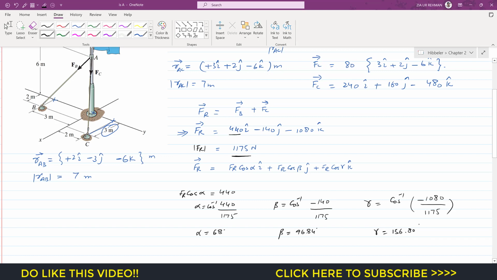So in the problem statement we were asked to find the magnitude of the resultant. So the magnitude of the resultant is 1175 newtons, or we can say that it is 1.18 kilonewtons, and it is making 68 degrees with the positive x-axis, 96.84 with the positive y-axis, and 156.80 with the positive z-axis. So this is the solution of this particular problem.